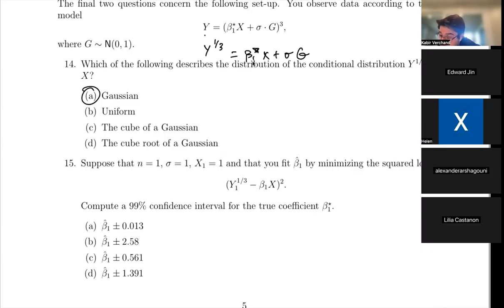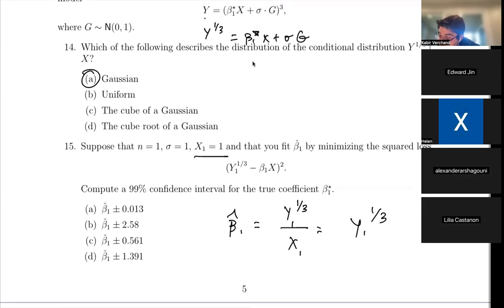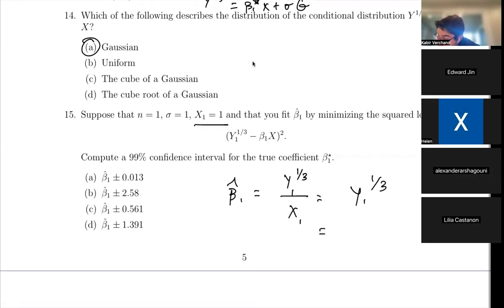Here, once you've noticed in question 14 that this quantity is Gaussian, this is now fairly straightforward. So beta hat 1, we fit this model. So this is equal to y to the 1/3 over x. We're told that x1 equals 1. So this is just y1 to the 1/3. And now we know y to the 1/3 is equal to beta 1 star times x plus sigma g. So this is equal to beta 1 star plus sigma times g. Sigma is 1, so it's just a Gaussian.